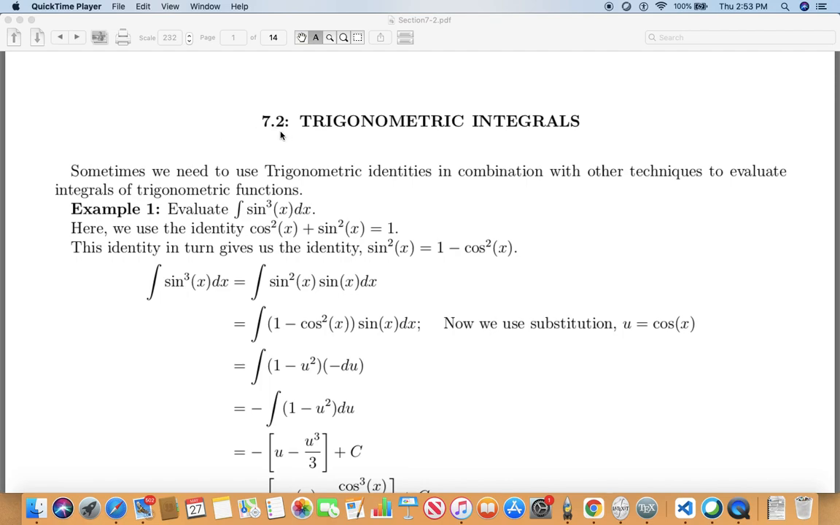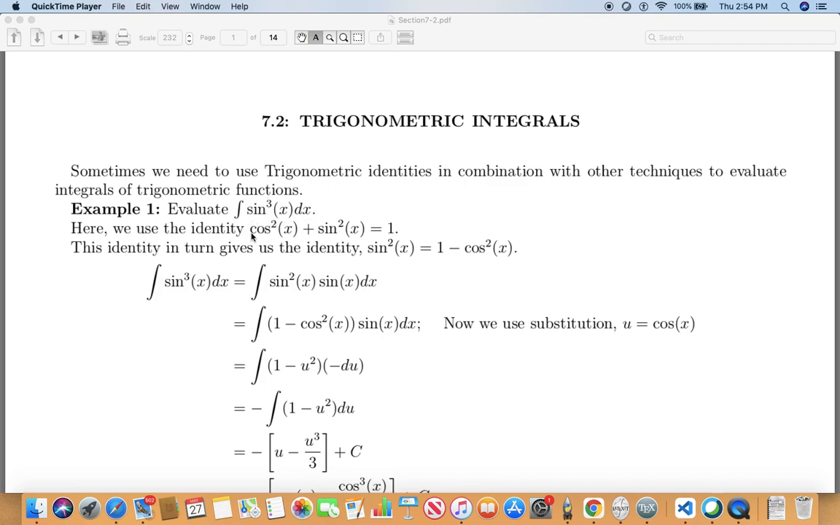Welcome back, Section 7-2 Trigonometric Integrals. Sometimes we need to use trigonometric identities in combination with other techniques to evaluate integrals of trigonometric functions. For example 1, evaluate the integral of sine power 3x dx, so sine cubed x dx.